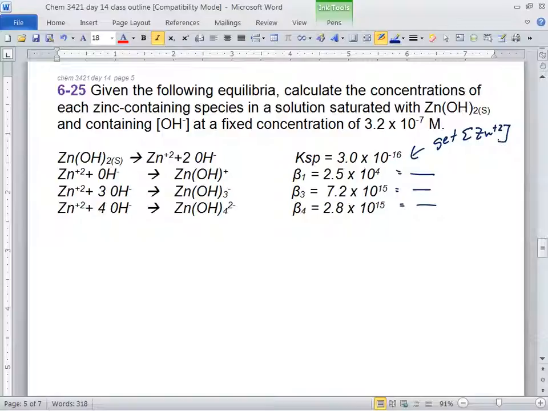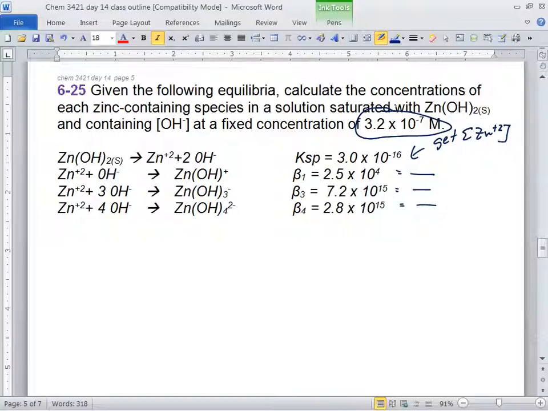But you have to be able to see that. Can you see that? Right? You write the KSP expression. All it involves is the solid. Well, that doesn't show up. The KSP is some number, and that's going to involve an expression with zinc concentration and hydroxide. But the hydroxide, you know, is what, Gloriana? Hydroxide concentration is 3.2 times 10 to the negative 7. So you can solve for zinc. She's exactly right.